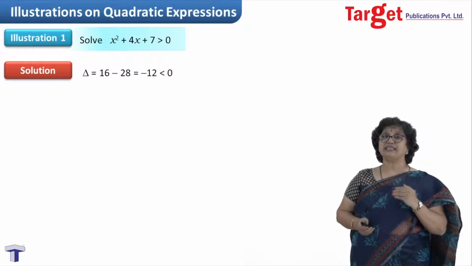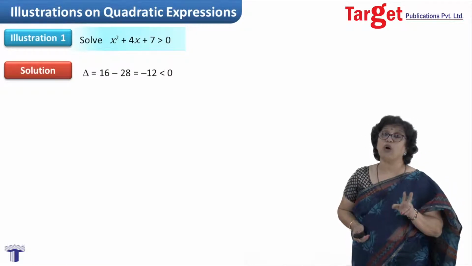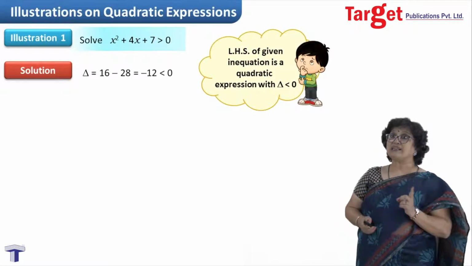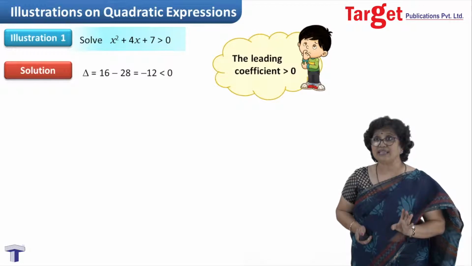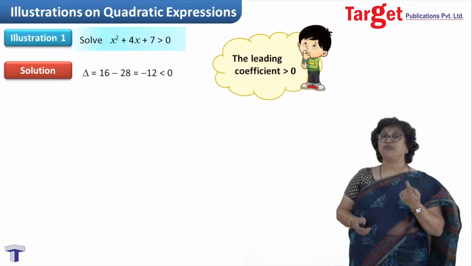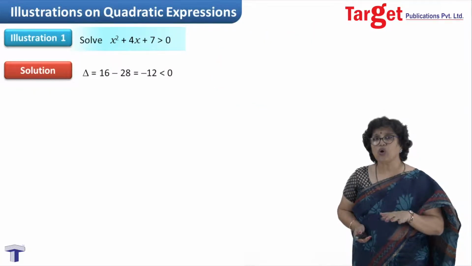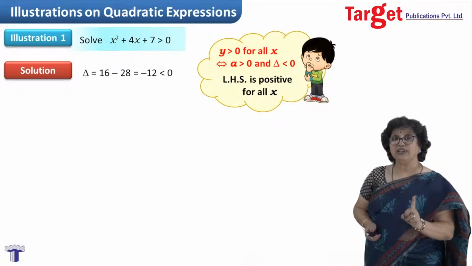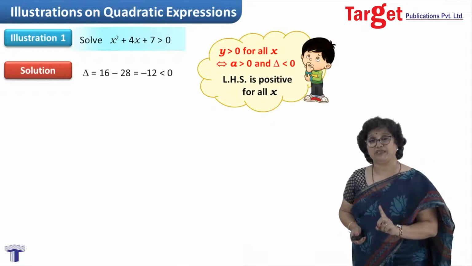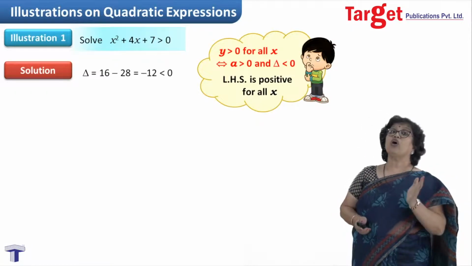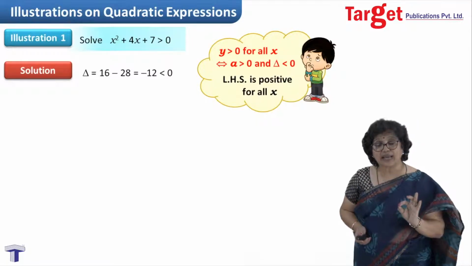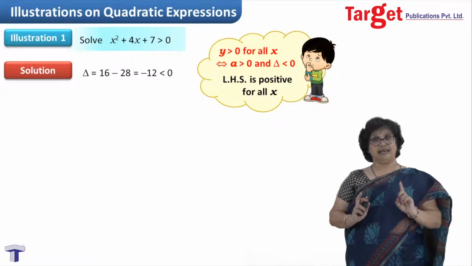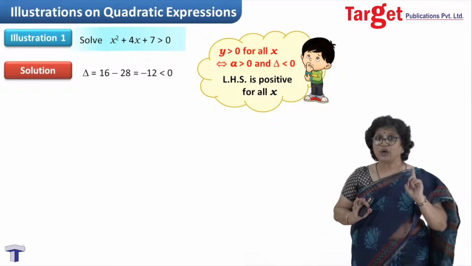When you say delta less than 0, then we have two results about the quadratic expression. And I see that the left hand side has delta less than 0 and also its leading coefficient is positive. So what does it lead to? We have already done this result: the expression y equal to ax square plus bx plus c is greater than 0 for all x. Mind you please, for all x, I am saying it is equivalent to saying that a greater than 0 and delta less than 0. Can you recall that result?